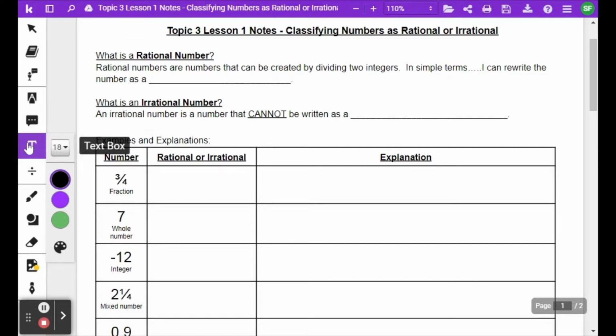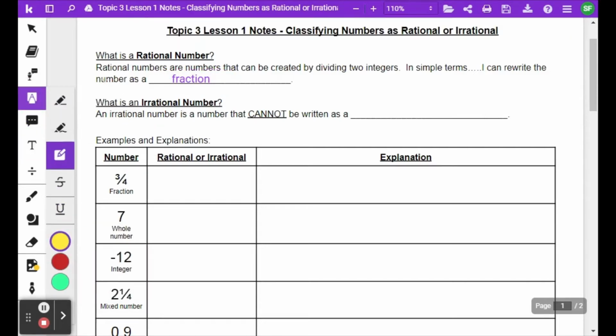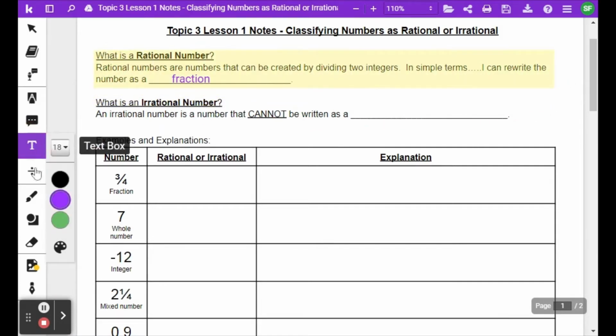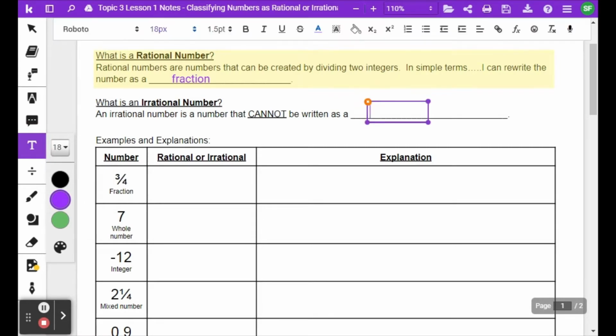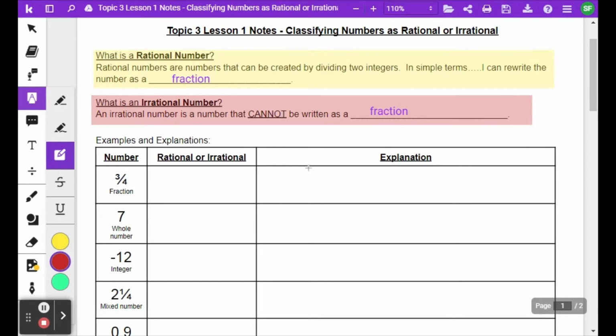All right, a rational number. Rational numbers are numbers that can be created by dividing two integers. That's a fancy way of saying I can rewrite the number as a fraction. If you can write the number as a fraction, then it is going to be considered rational. Which means if it is irrational, you are not going to be able to write it as a fraction. This one in red. So let's look at some examples here just to clarify with you guys.